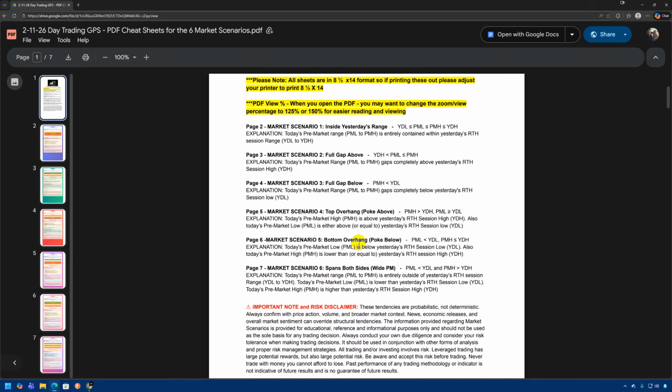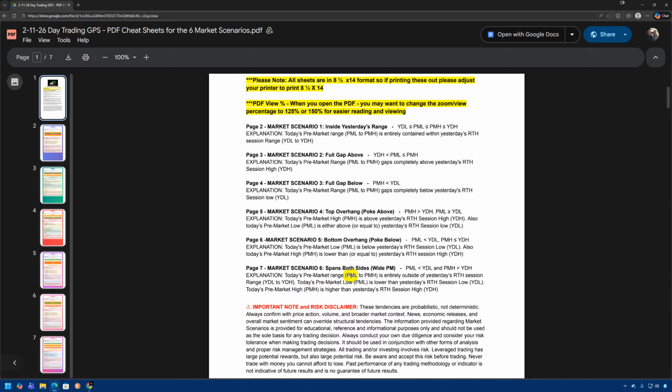Market scenario 5, bottom overhang poke below. Today's pre-market low, the PML, is below yesterday's RTH session low, YDL. Also, today's pre-market high, the PMH, is lower or equal to yesterday's RTH session high, the YDH. And finally, market scenario 6 spans both sides, wide PM. This is the highest volatility scenario of all the scenarios.